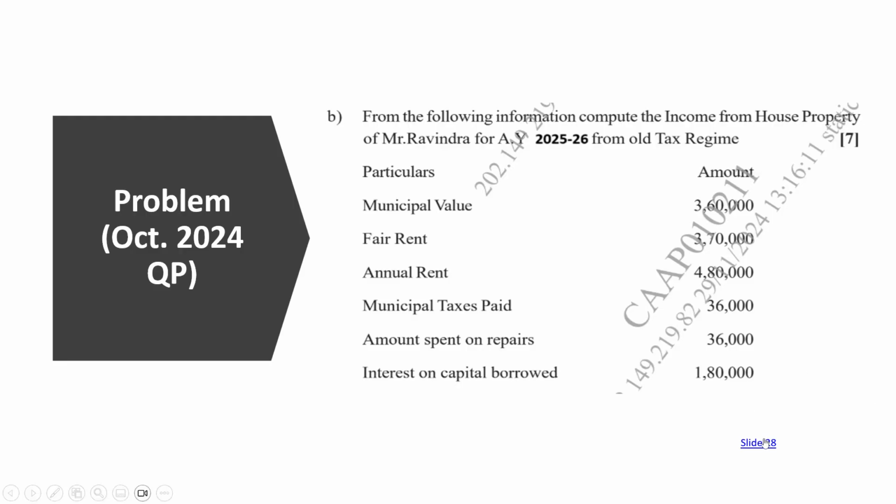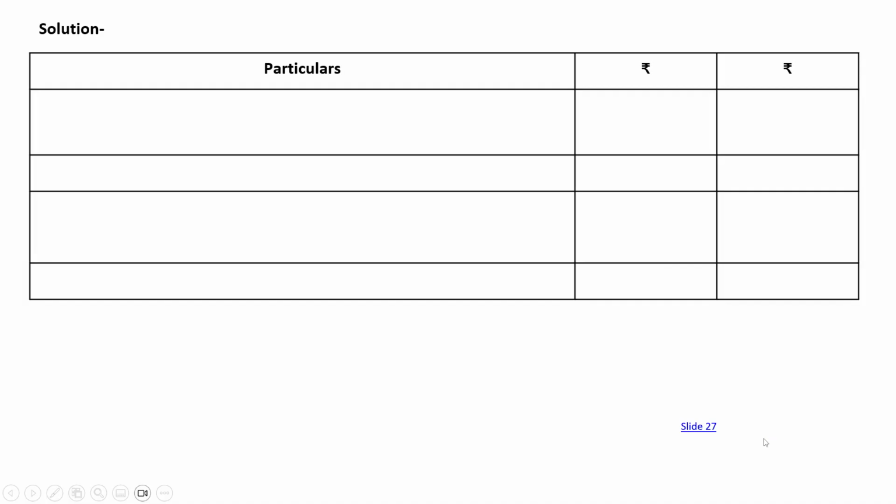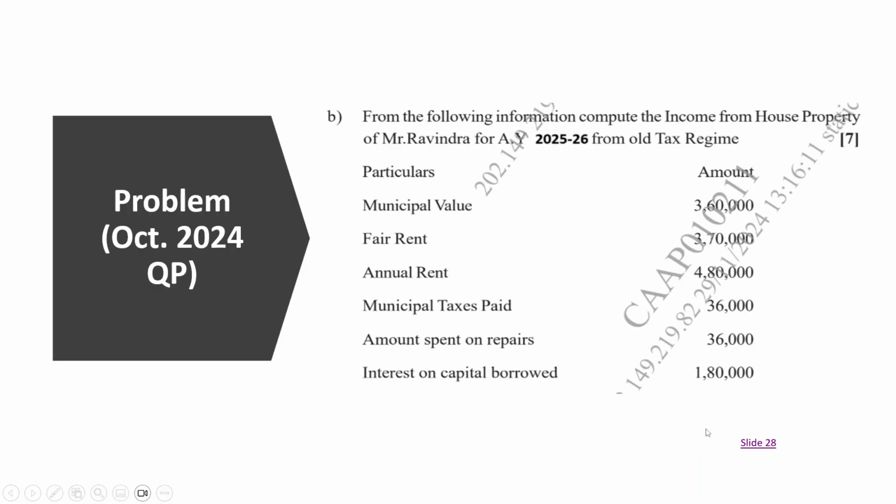So first of all, give the heading there, computation of income from house property of Mr. Ravindra. And for that, now we are going to calculate the gross annual value. Now directly we are calculating the gross annual value. We are not going to prepare the working note now. Okay, how to find out the gross annual value? First of all, compare the municipal value and fair rent and find out the highest one. So here municipal value is how much? 3,60,000. And how much is the fair rent? 3,70,000. So which one is highest from these two? Definitely 3,70,000. That is the highest rent.